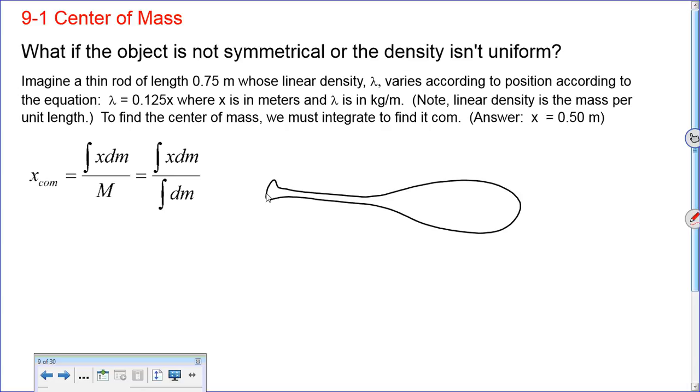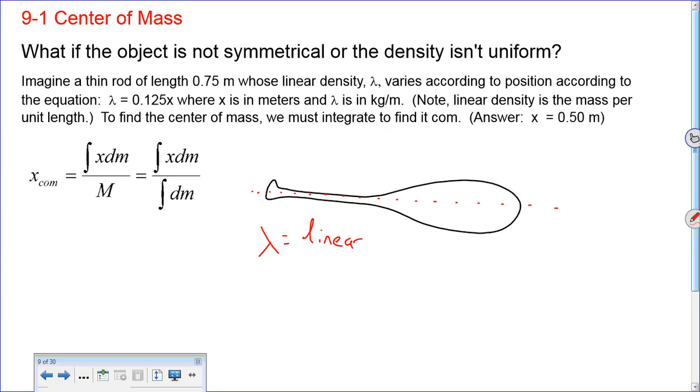I know, because there are 3 axes, that it's symmetric about 2 of them. So my center of mass is going to be somewhere along a line that runs down the middle. Really, I can treat this as a rod with varying density, more dense at this end because there's more matter. That's called linear density: the amount of mass contained in a small linear distance. It's usually indicated by the Greek letter lambda.